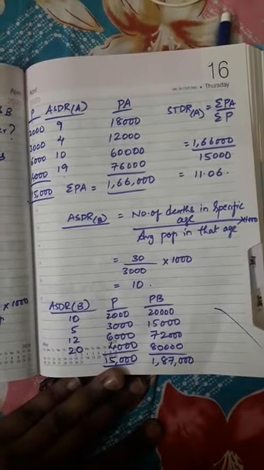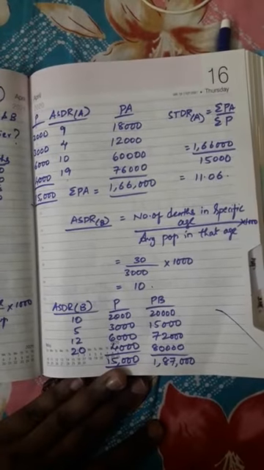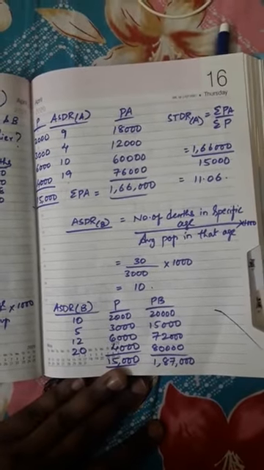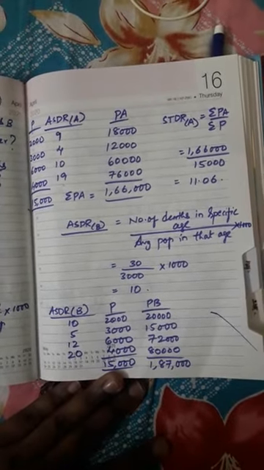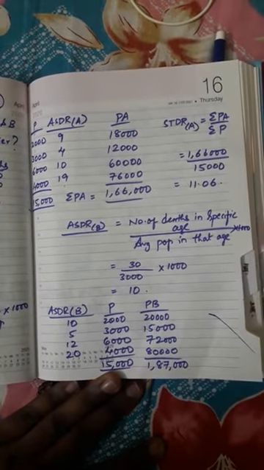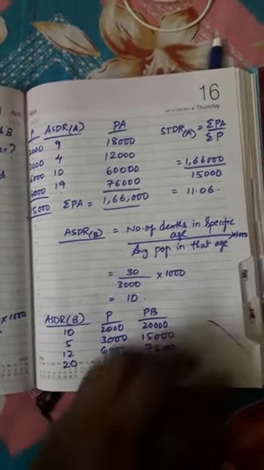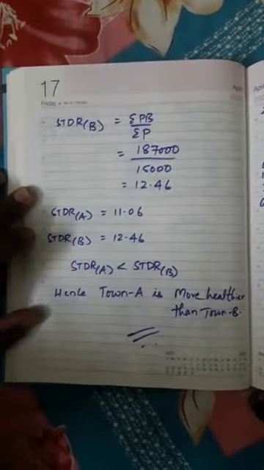Substitute in the formula STDR of A, summation PA by summation P. You get 11.06, the STDR of town A. Then you calculate the ASDRs of town B, and after calculating you get the value 12.46.